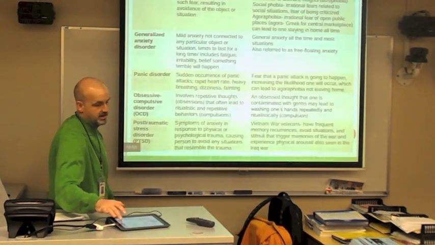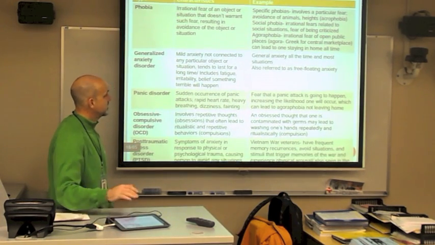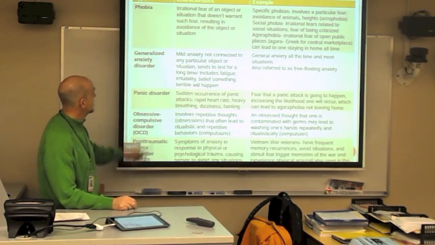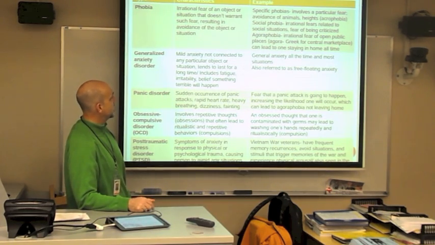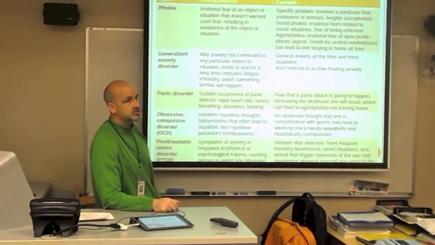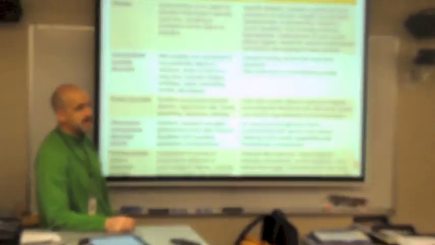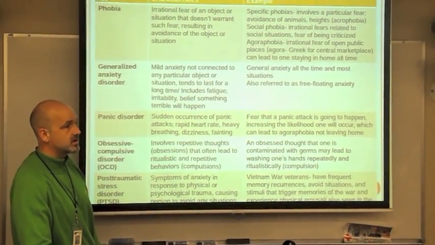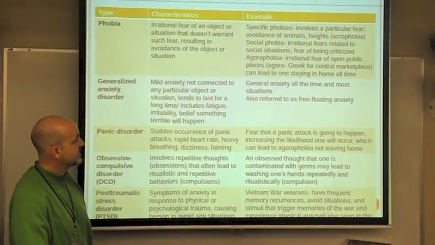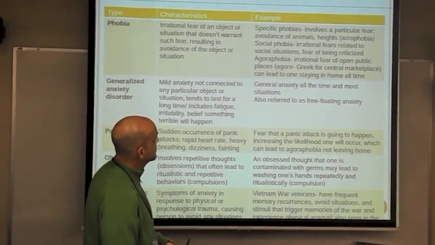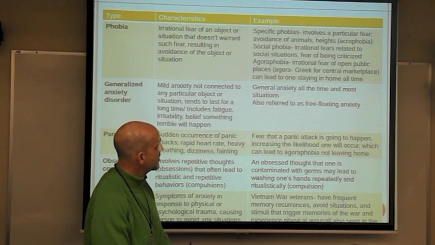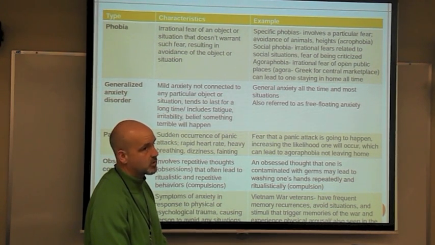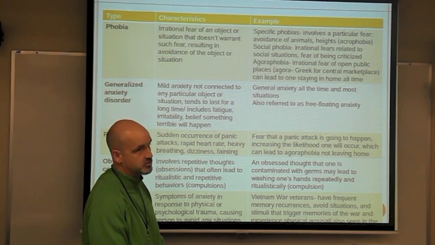Now, this chart right here basically outlines the major types of anxiety disorders. Phobias, and the key word with a phobia is an irrational fear of an object. When I say irrational fear, irrational means there should be no reason why they have anxiety, or they simply are afraid of whatever it is. Now, some examples of phobias. Specific phobias involve a particular fear. Avoidance of animals, heights, acrophobia is one of the most common. Social phobia would be irrational fear related to social situations.